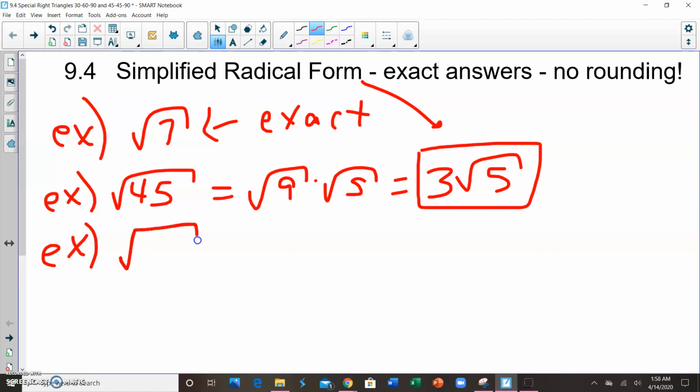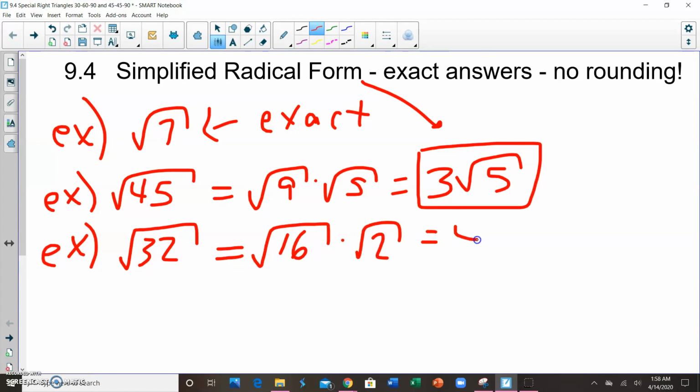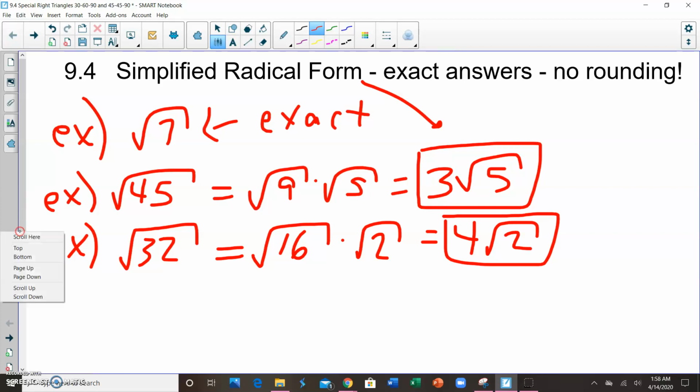Let's say the square root of 32. All right, so is that in simplified radical form? Are there any perfect squares in the square root of 32? There is. 16 goes into 32. So I would rewrite this as the square root of 16 times the square root of 2. The square root of 16 is 4. The square root of 2 is the square root of 2. So now 4 square root of 2 is in simplified radical form. If you write it any other way, if you write it as the square root of 32, they're not going to mark it as correct.